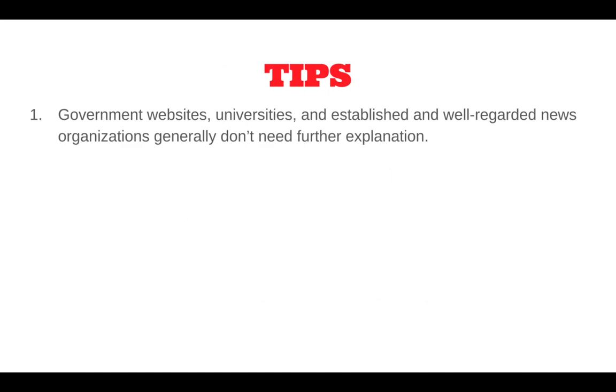Here are some tips. First, government websites, universities, and established and well-regarded news organizations generally don't need further explanation. So the way you would do this is you could just say, "Research conducted at the University of Utah explained that, XYZ," give your evidence. This one's not needed because, again, the University of Utah is already a credible source. You don't need to explain it further.